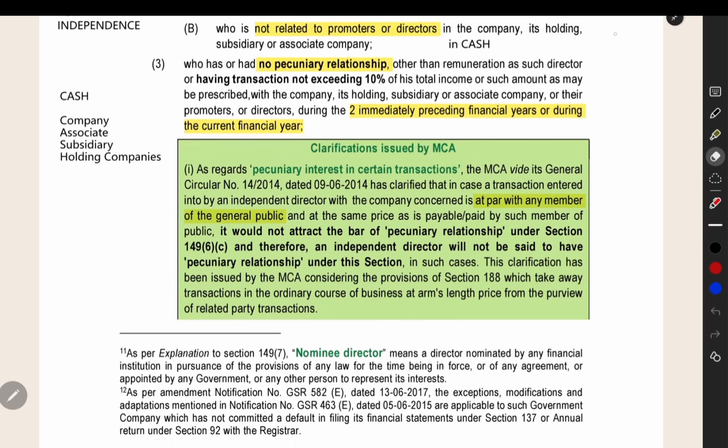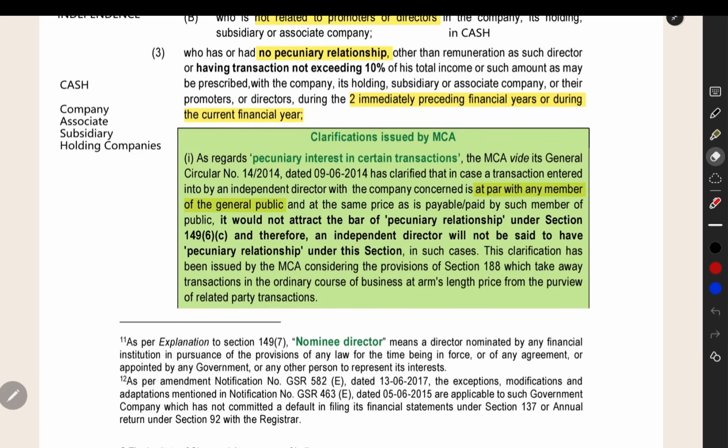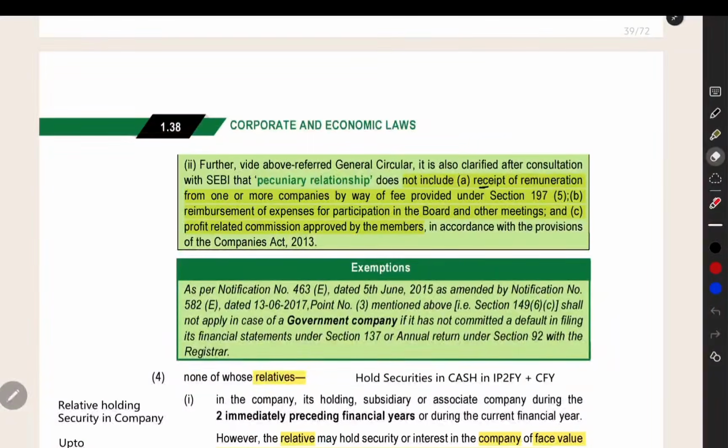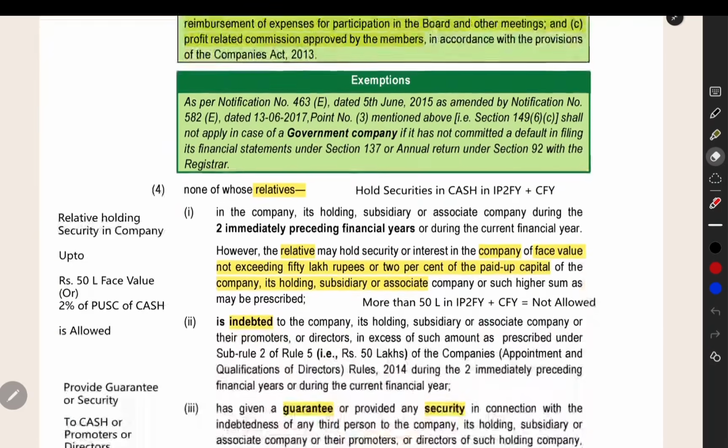And then if you are making any transaction in which you are treated on par with the general public, if any general public is buying the product, then also that is the price. If you are buying the product, then also the same price only you are paying. If you are doing it at arm's length price, then in that case it will not be counted as a pecuniary relationship. And then the receipt of remuneration as sitting fees. Under section 197, you will be having a concept of sitting fees. You will be giving the directors fees for attending the board meetings. That will not be counted under pecuniary relationship. If you are getting any reimbursement of expenses or any profit related commission which is approved by the shareholders, then also that will not be considered under pecuniary relationship.